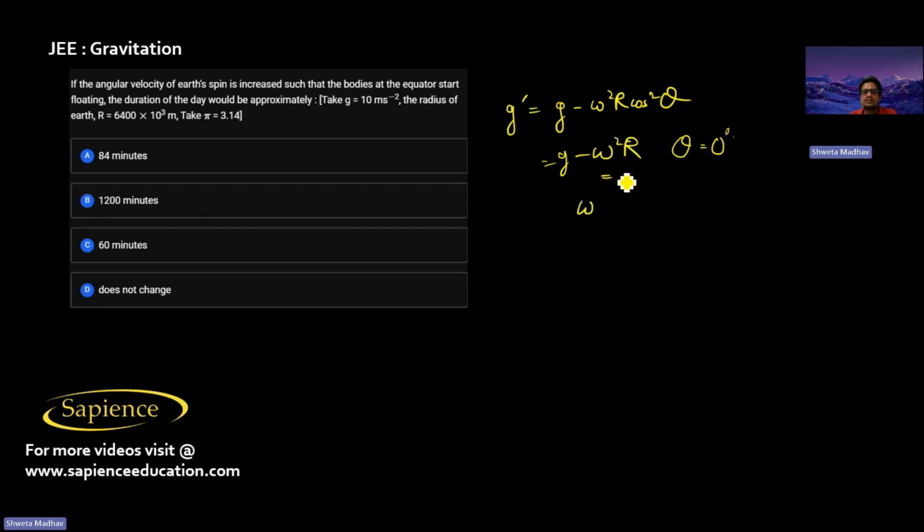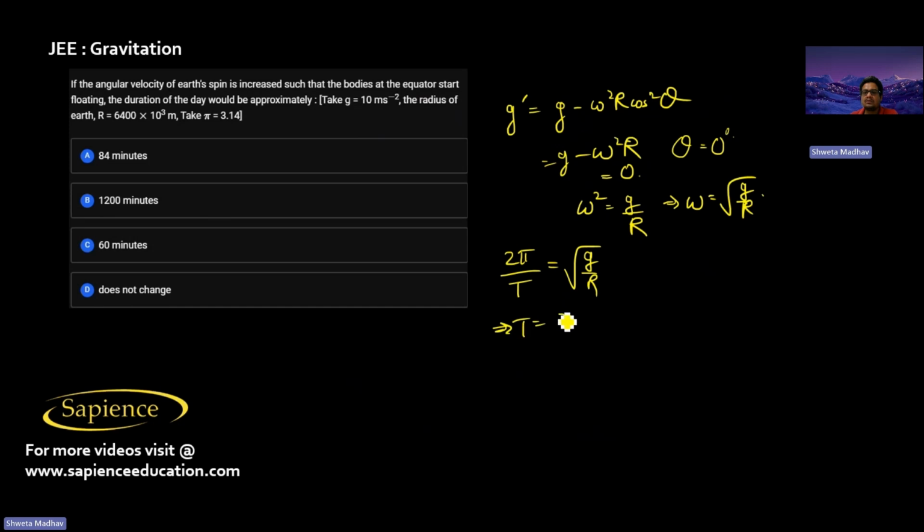So if this is equal to 0, since it is told the bodies at the equator start floating, it means g minus omega square r will be 0. So omega square r will be equal to g, so omega will be equal to root g by r. So then the angular velocity will increase. So then the duration of the day. We know that 2 pi by T is equal to omega, which is root g by r.